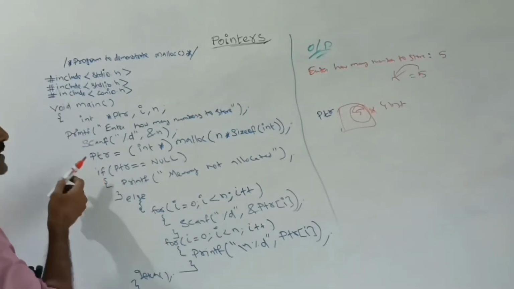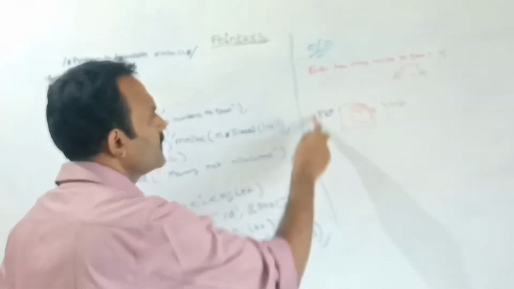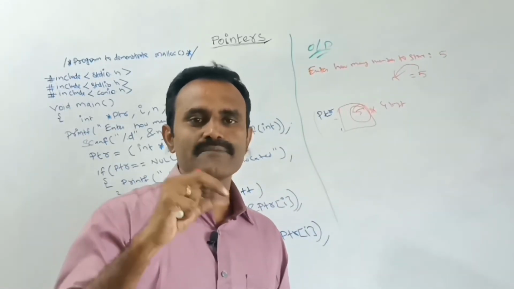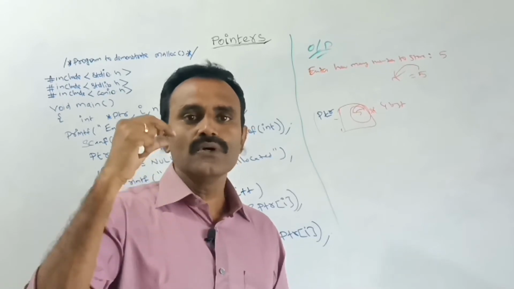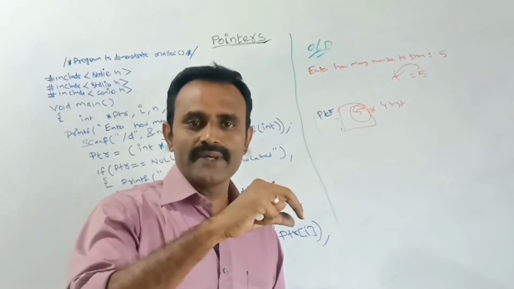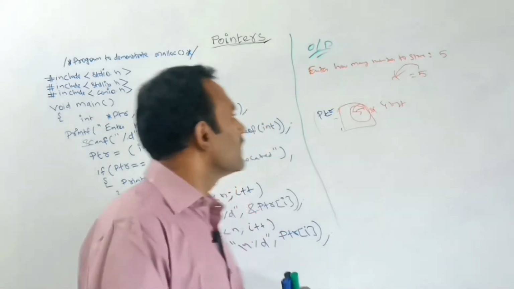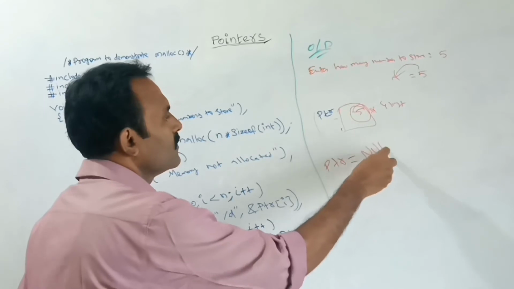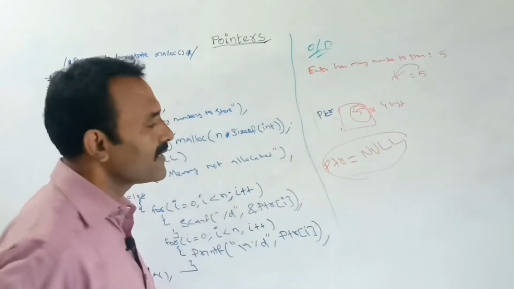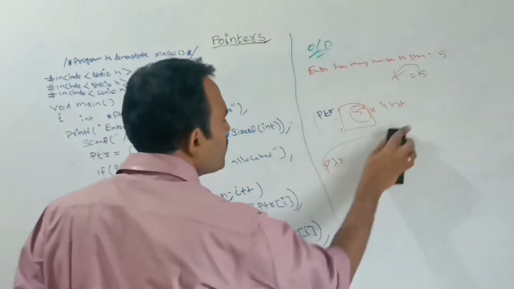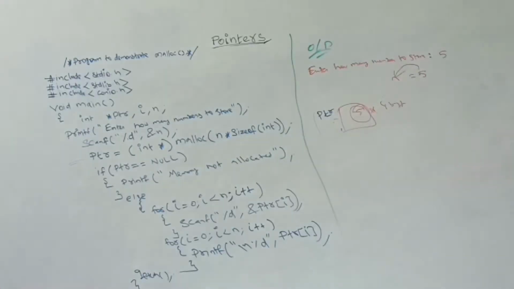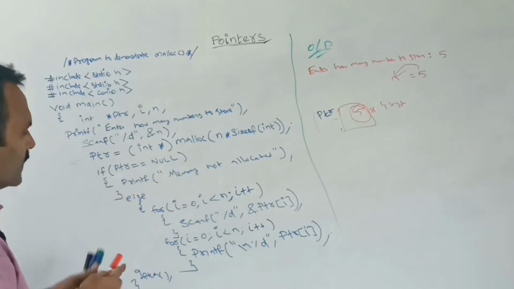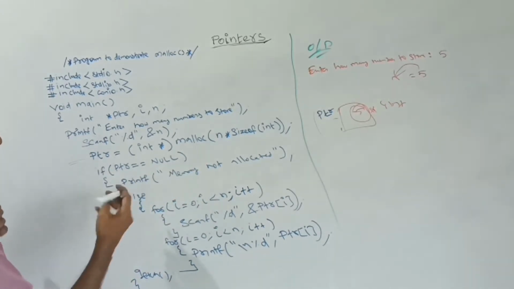Next, if the memory was allocated, then we can store the values. Suppose there is insufficient memory, or we are not able to allocate the memory for the pointer variable, then it is automatically set to null. If ptr is equal to null, then the memory was not allocated. So here I am checking: if it is null we can't store the value. So if it is null, here I am printing memory not allocated. Next I should come out, so here we can give exit.